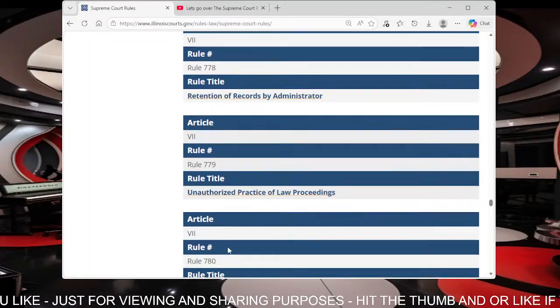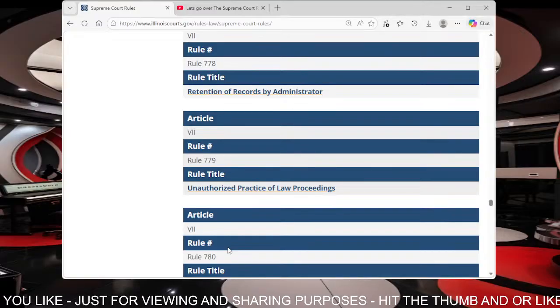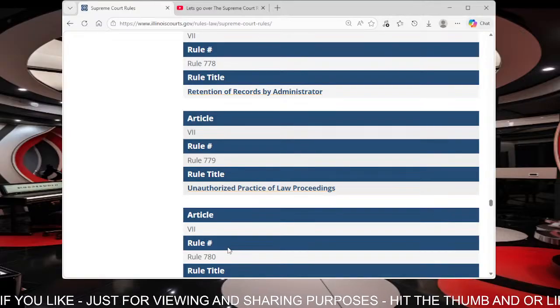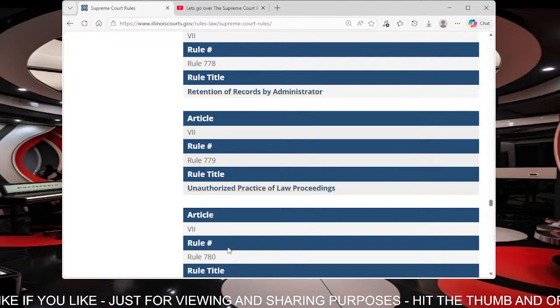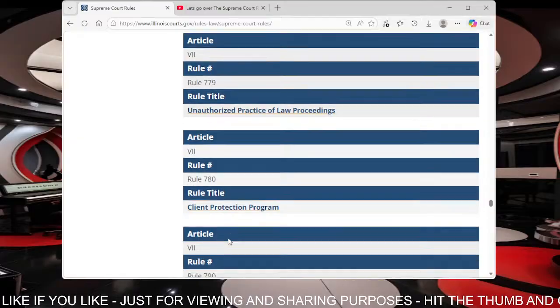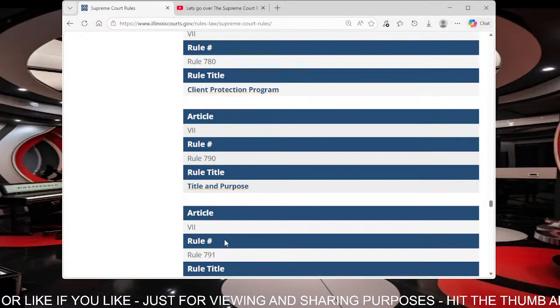779, unauthorized practice of law proceedings. 779. Client Protection Program is at 780.